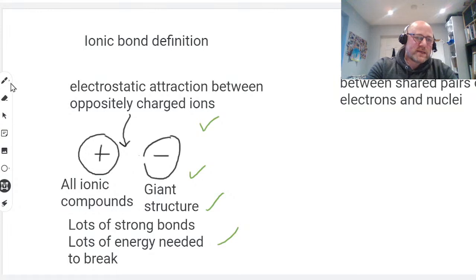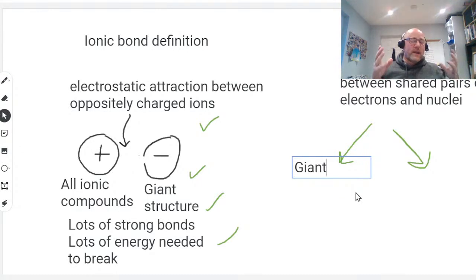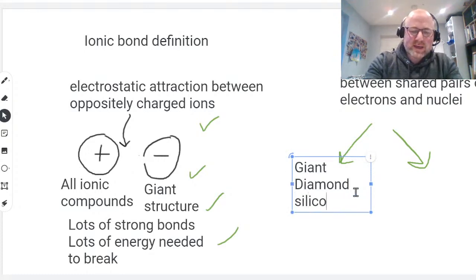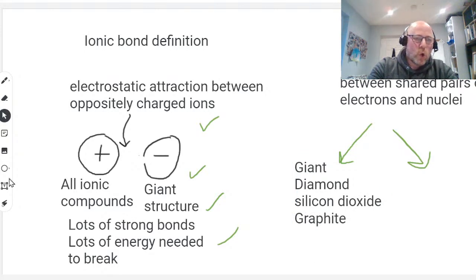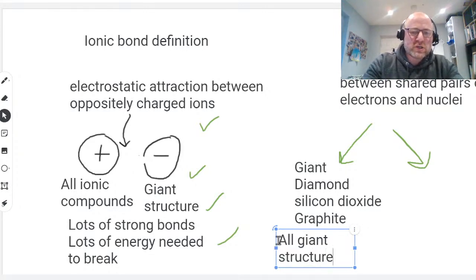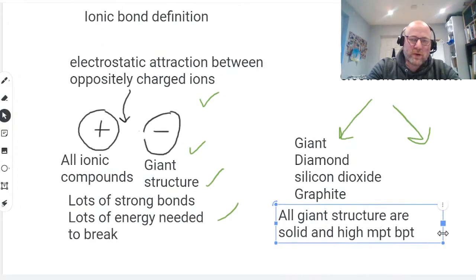So covalent substances, unlike ionic, they come in two structures, right? The two structures of covalent substances are simple and giant. So how do I know whether I'm talking about a giant covalent or a simple covalent? Giant covalent, like diamond, silicon dioxide, graphite. These are giant covalent, right? There's another clue for giant covalent. All giant structures have high melting points, whether they're ionic or covalent. And you can't be a giant structure and be a gas or liquid at room temperature. So all giant structures are solid with high melting point and boiling point. So there's a little clue, and they're hard.